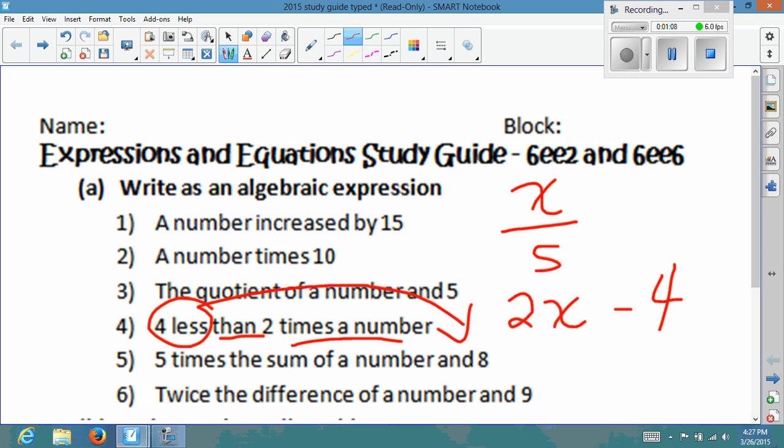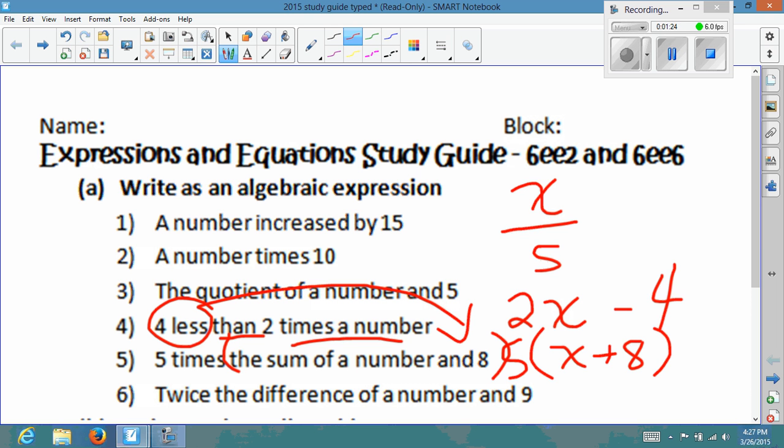Next one, 5 times the sum of a number and 8. So the sum of a number and 8. The sum of indicates parentheses. So I'm going to do a number plus 8 in parentheses, and then 5 times that. So 5 times the sum of a number and 8.